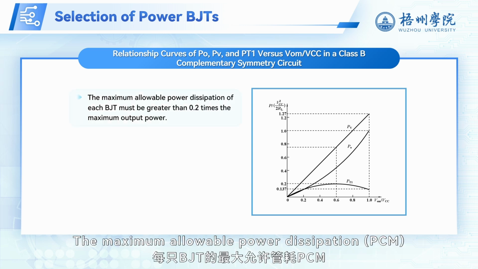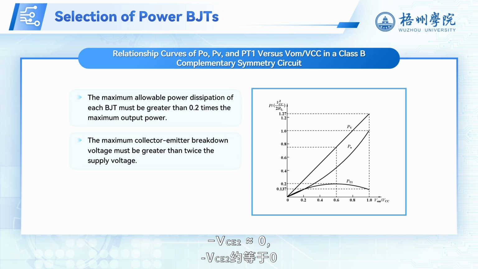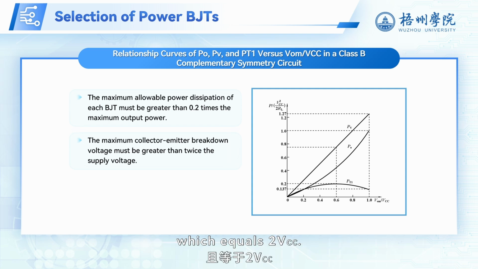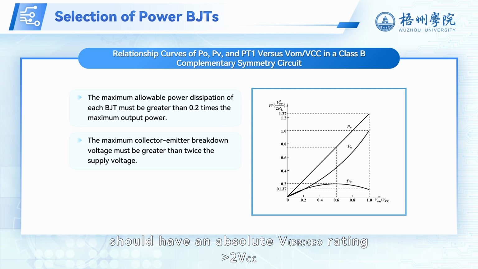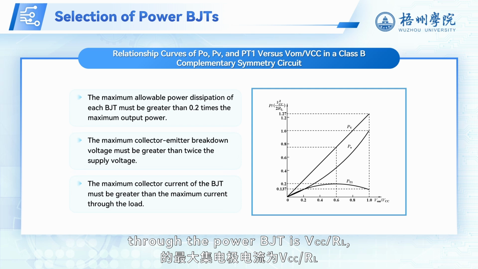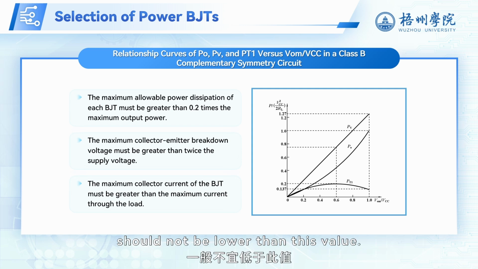The maximum allowable power dissipation, PCM, of each BJT must be greater than 0.2 times the maximum output power. When T2 is conducting, VCE2 is almost equal to 0, then VCE1 reaches its maximum value, which equals 2 VCC. Therefore, the selected power transistor should have an absolute VBRCEO rating greater than 2 VCC. The maximum collector current through the power BJT is VCC over RL, so the rated ICM of the chosen BJT should not be lower than this value.